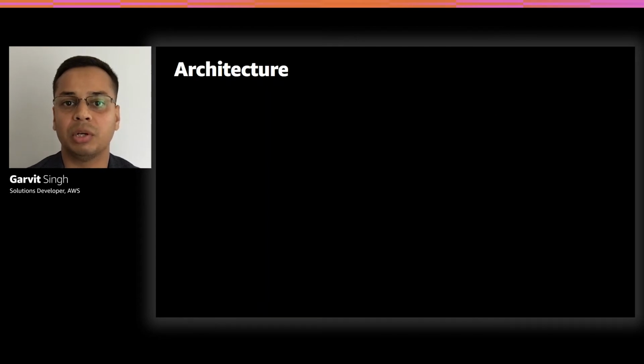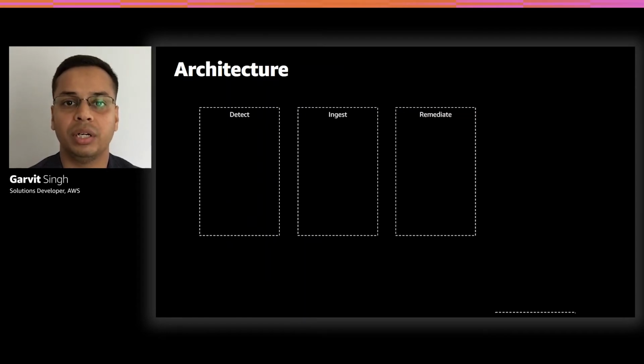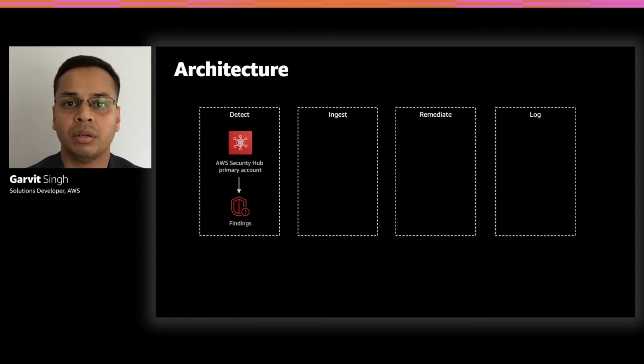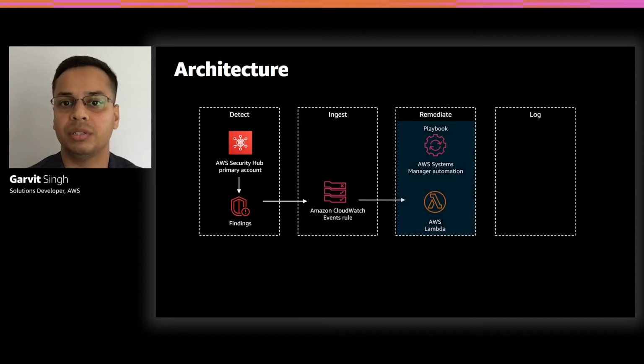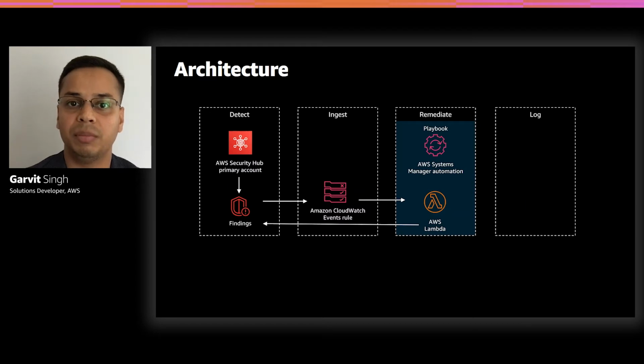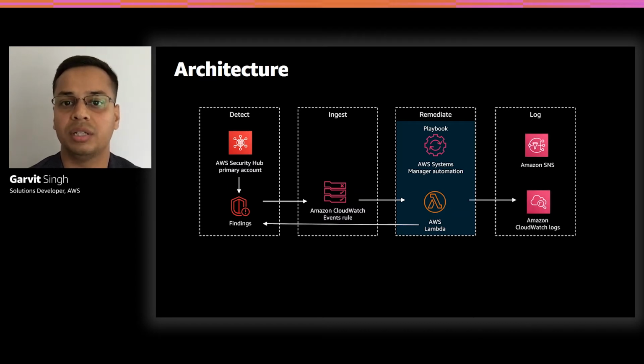Now let's talk about the architecture, and it should be easier to relate to the architecture since we went over the demo. So the solution workflow can be broken down into 4 components. Detect, where Security Hub identifies these security findings. It integrates with a CloudWatch events rule, and then it invokes our playbook, which is essentially a Lambda function and Systems Manager automation documents. And then these playbooks remediate the security findings and log the details in CloudWatch logs.